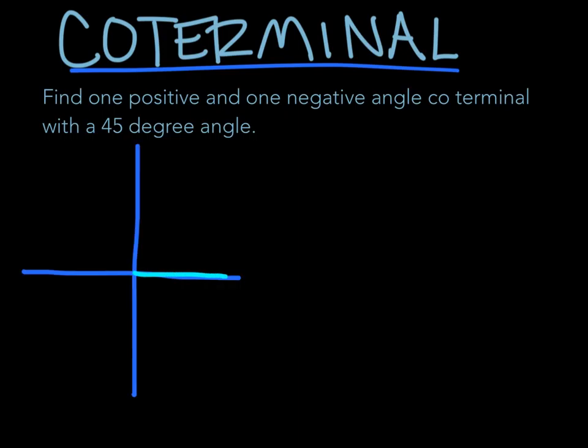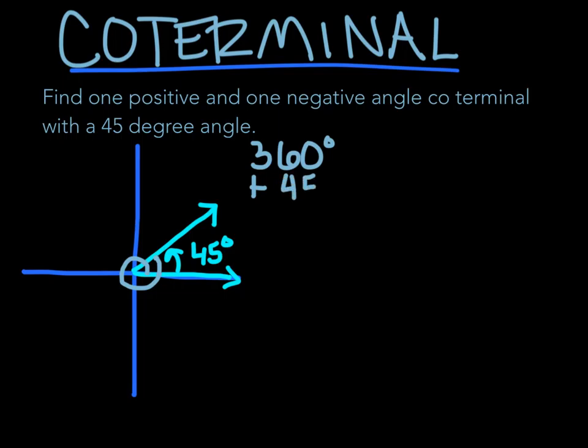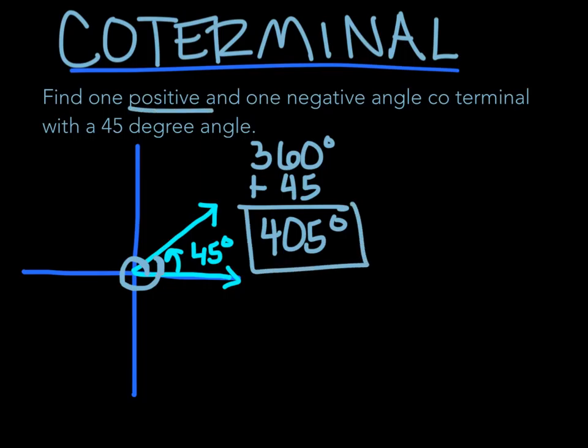Well, a 45-degree angle starts on the positive x-axis and ends there, right? That would be a 45-degree angle. If I wanted to say a positive one, well, think about what we just did. If we started and spiraled around, how many degrees would that spiral be? Well, we would just have to take 360 and add the 45 to it, because the circle part's 360 and then the extra is 45, and so we get 405 degrees. So 405 degrees would be one positive angle, coterminal with 45 degrees.